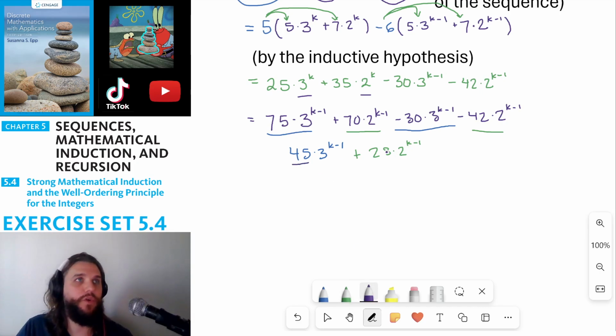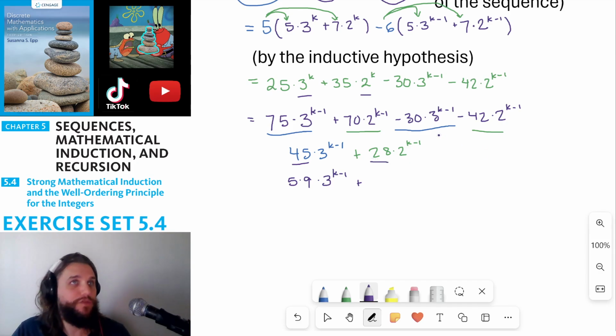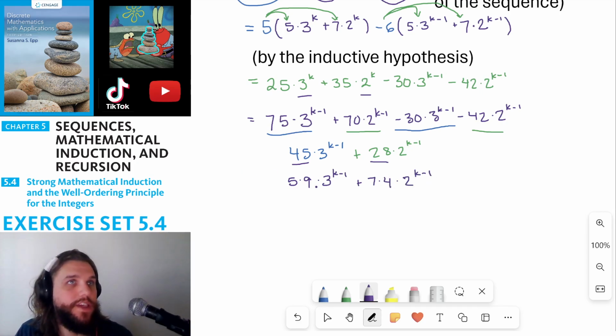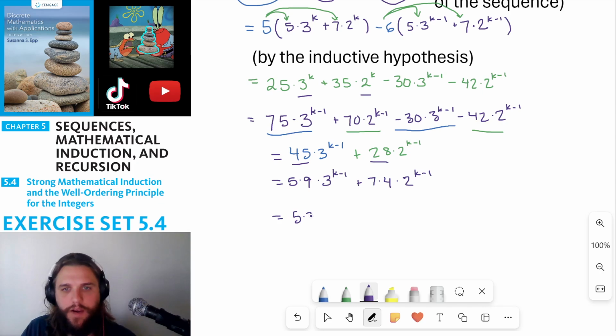We could take this number 45 and we can factor out a 3 squared, or a 9. So I can write this as 5 times 9, and then times 3 to the k minus 1. And then with this 28, I'm going to pull out two factors of 2, which is 7 times 4 times 2 to the k minus 1. And then I'm going to rewrite these factors as powers of 3 and powers of 2. So this equals 5 times 3 squared times 3 to the k minus 1, and then plus 7 times 2 squared times 2 to the k minus 1.